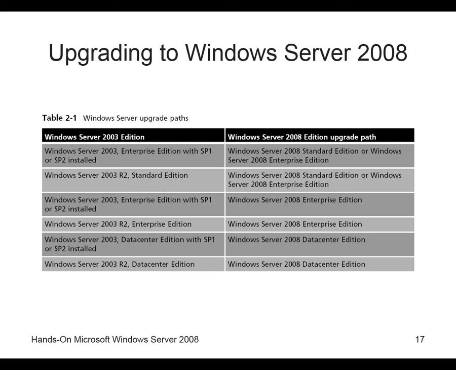So if you have an Enterprise here, you can still go to the Standard or the Enterprise here because it's not R2. But once I add the R2 to it, I have to go to the Enterprise. Make sense?